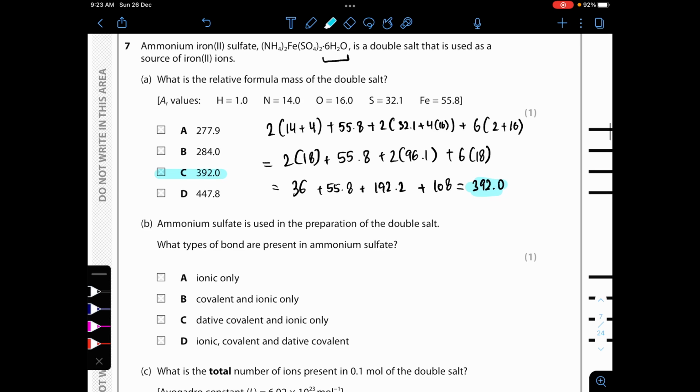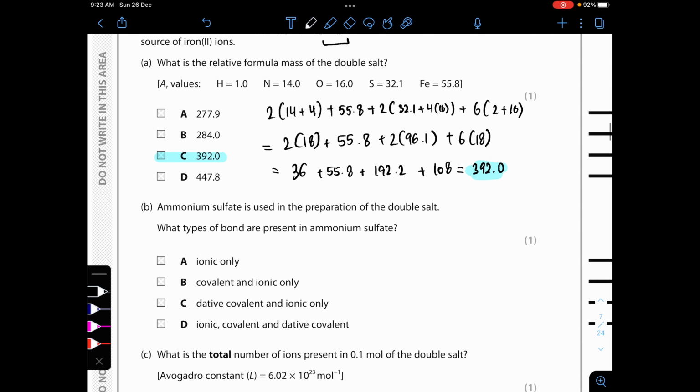Then it says ammonium sulfate is used in preparation of the double salt. What types of bonds are present in ammonium sulfate? Let's draw what ammonium sulfate would look like, because if we draw it, it might make sense. So we have a plus, hydrogen, hydrogen, hydrogen, then we have another; we have 2 of these molecules.